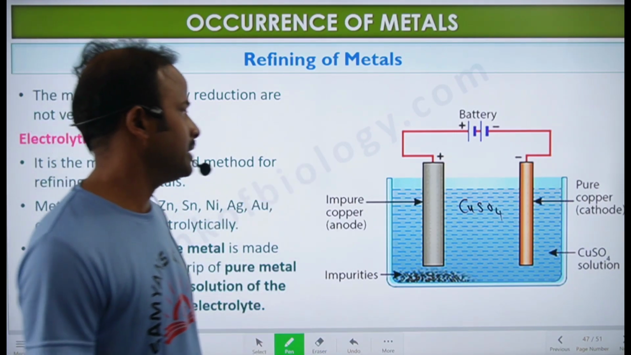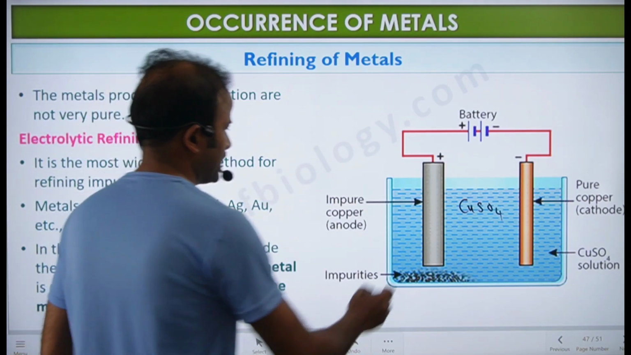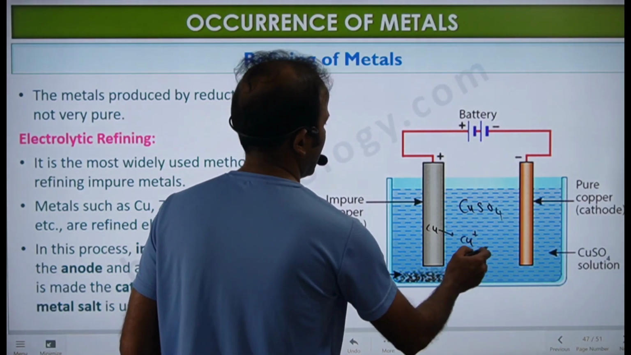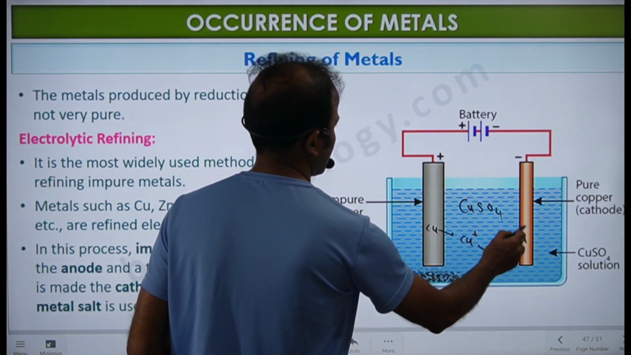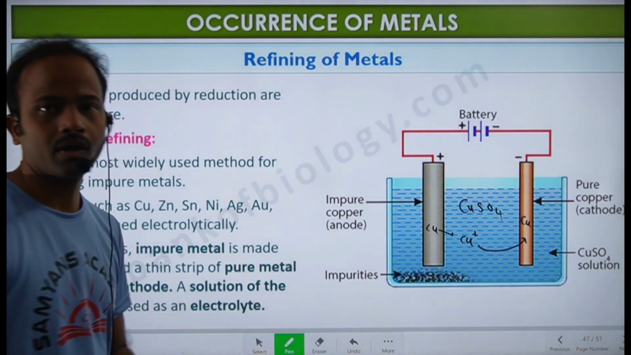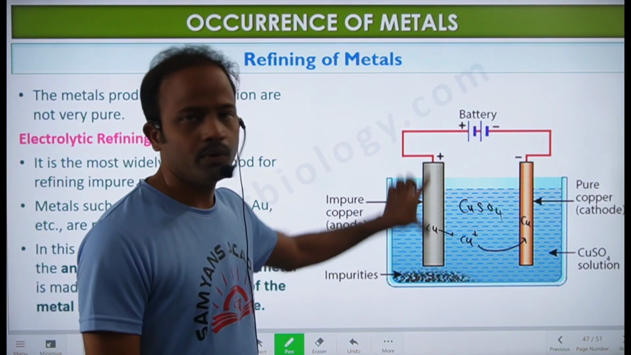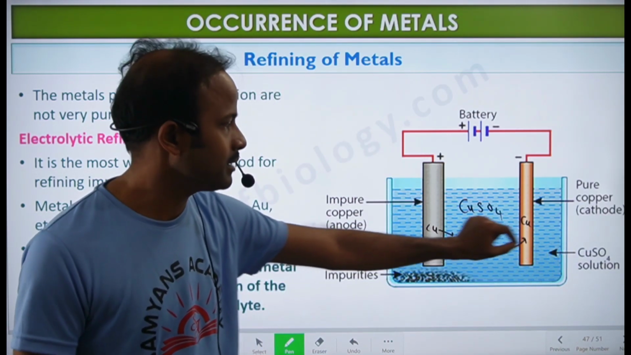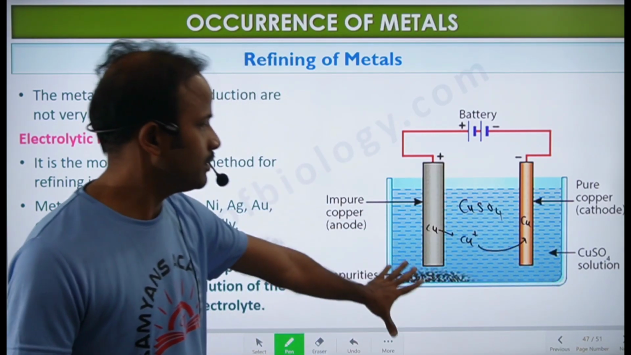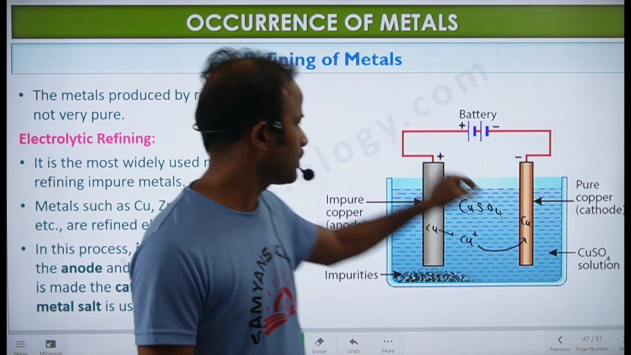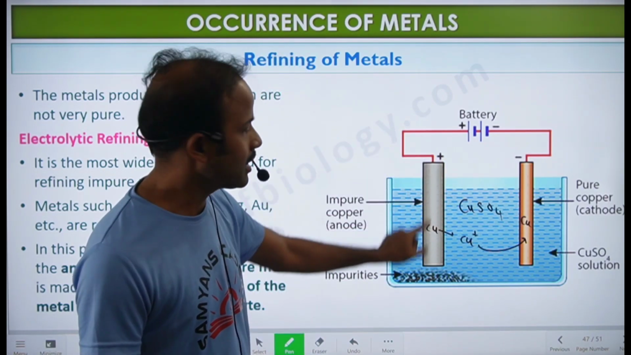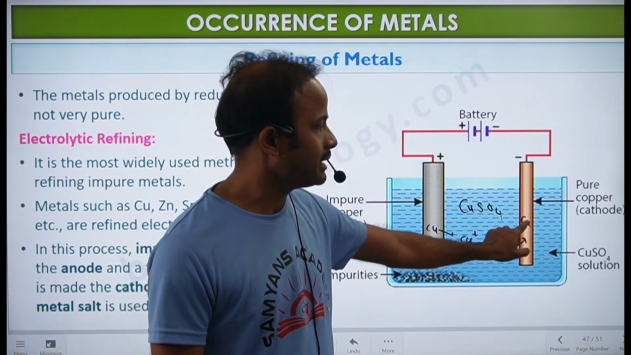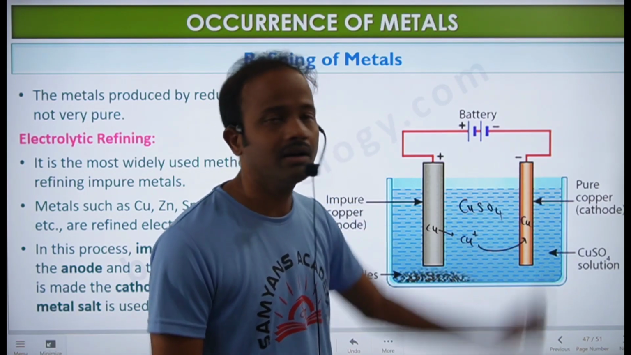When you switch on the battery, what happens here? The Cu that comes from here enters the solution as Cu plus, is attracted towards the negative electrode, and is deposited as Cu. This is the impure one, right? From this we are taking copper only, right? How is that copper coming from the impure electrode? Because of these charges. Here we connected the plus charge, so copper comes into the solution as a copper positive ion, and this copper positive ion is next deposited as copper on the negative electrode.